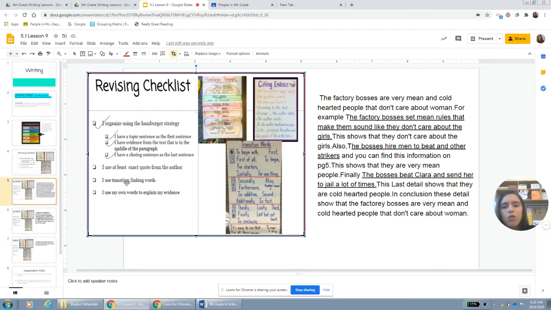The next thing, I use transition linking words. Oh yes, this student uses so many linking words. I'm gonna pause it. If you're with the teacher, your teacher can pause it, and you guys can find what transition words you see here.